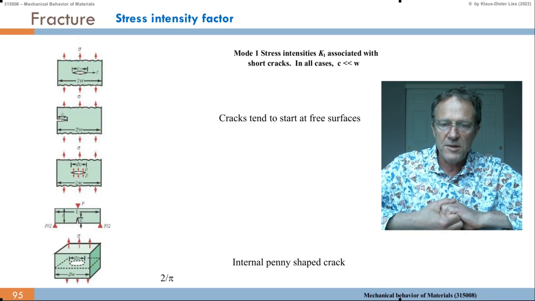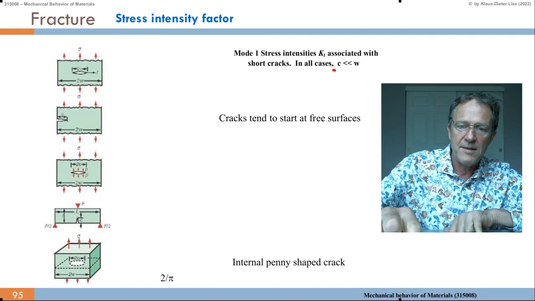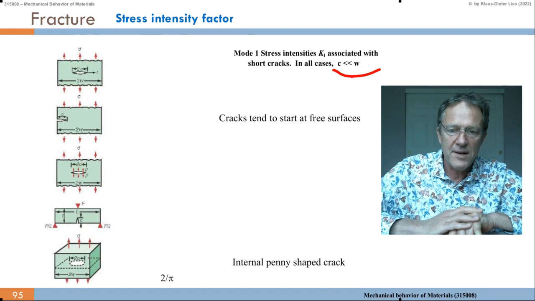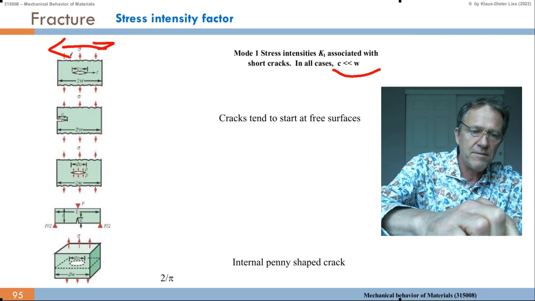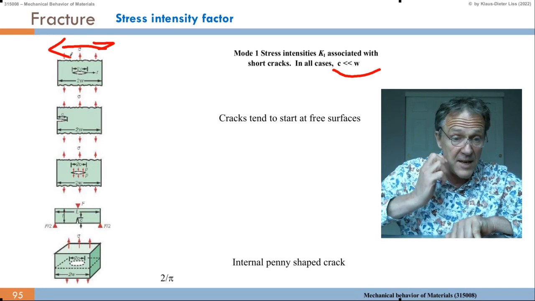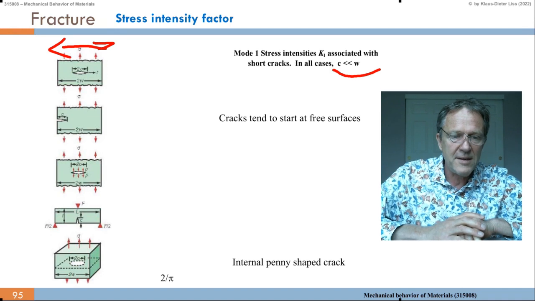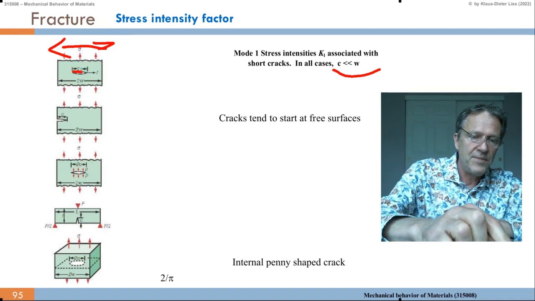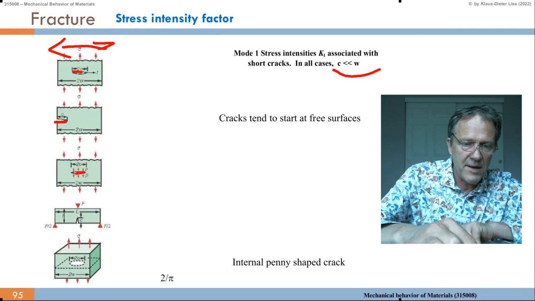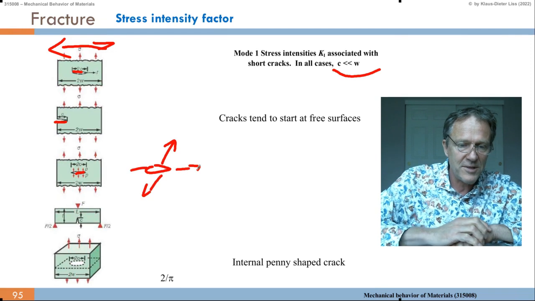So we have the mode 1 stress intensity, K1, associated with short cracks. In all the cases, the crack length c, which was a before, is much smaller than the width of that material. Before it was said in words, but here we have it depicted in pictures. The crack in the center, the crack at the edge. This may be a penny shape, which is in two dimensions, in the plane, perpendicular to the stress.